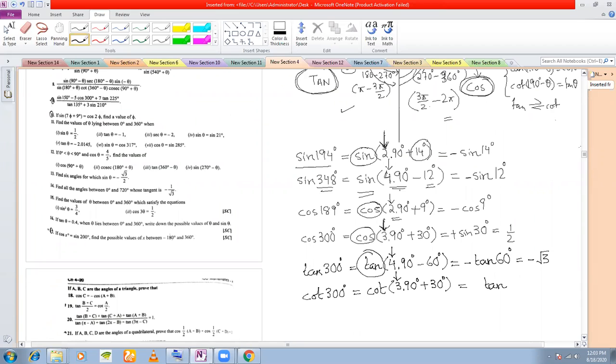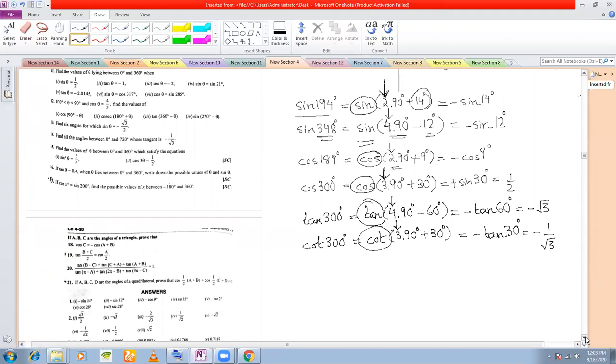3 into 90 degree plus 30. Okay. Wait, I'm coming to the fourth quadrant then. But 3 into 90 degree means I'm in the third quadrant. Plus 30 degree, now I've moved from the third quadrant to the fourth quadrant. Okay. So that means in the fourth quadrant, I have only cos as positive. So this cot will be negative. So I put a negative sign here. 30 degree, which is minus 1 by root 3.